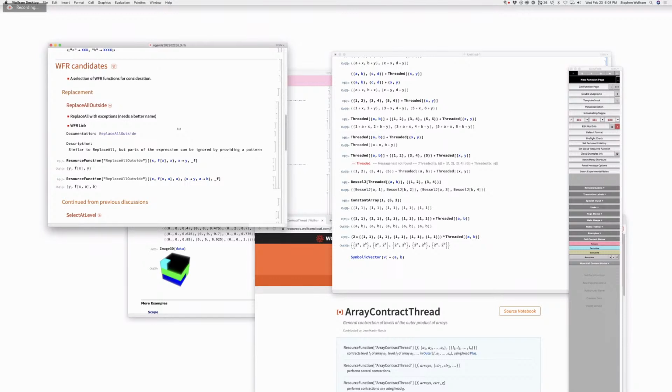What's the difference between this? It looks like from the example, it doesn't go inside of anything with head F. Well, so that's more of a traversal order exception, which could affect map and things like that as well.